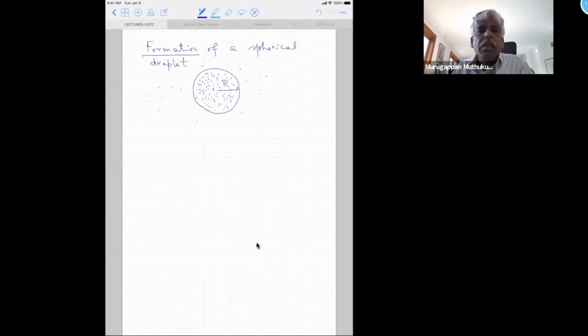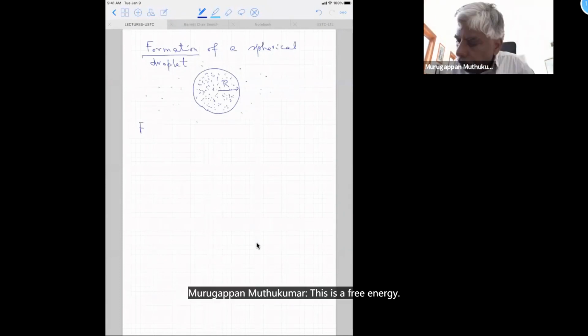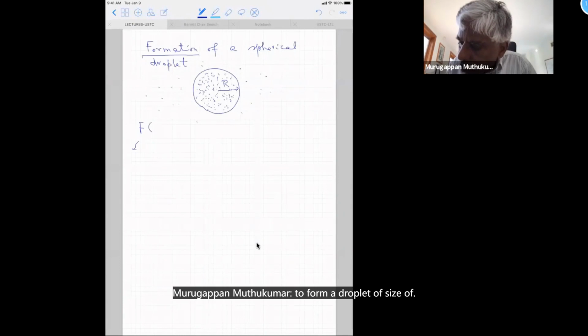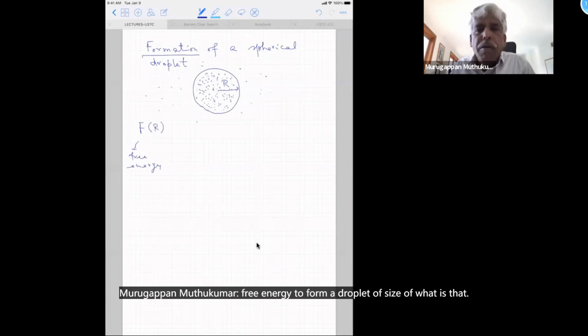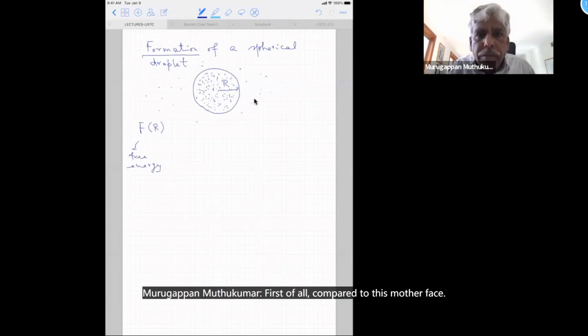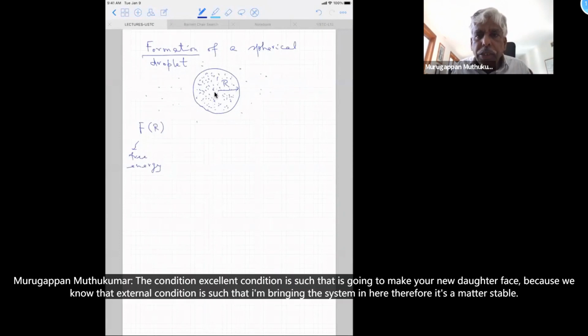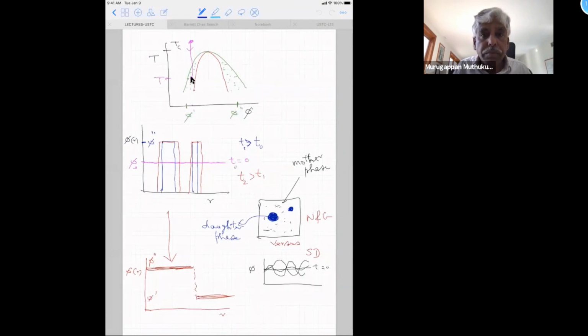Okay. Now the free energy of formation of this droplet, this is a free energy to form a droplet of size r. What is that? First of all, compared to this mother phase, the experimental condition is such that it is going to make a new daughter phase, because we know that the experimental condition is such that I'm bringing the system in here, therefore it's metastable, right?